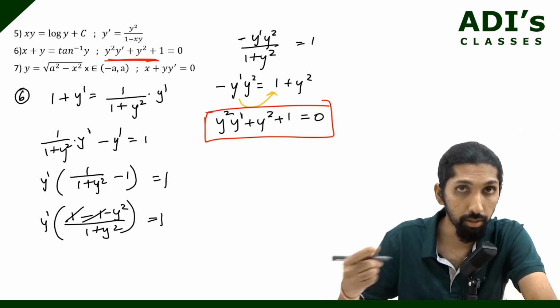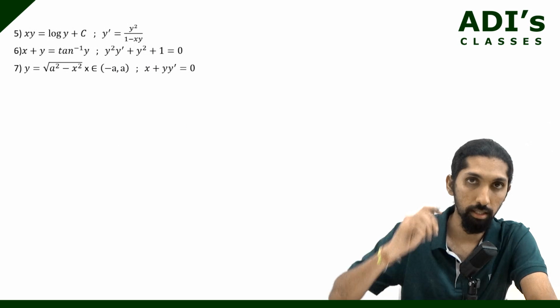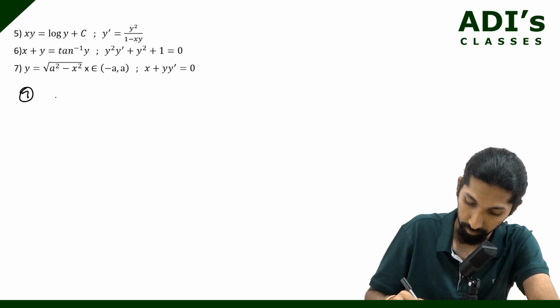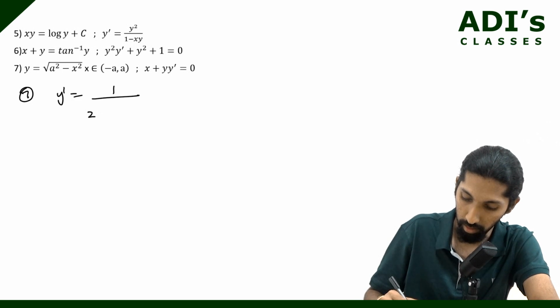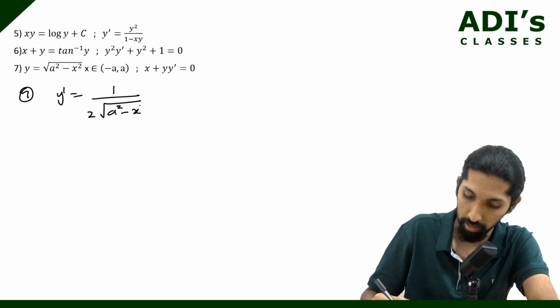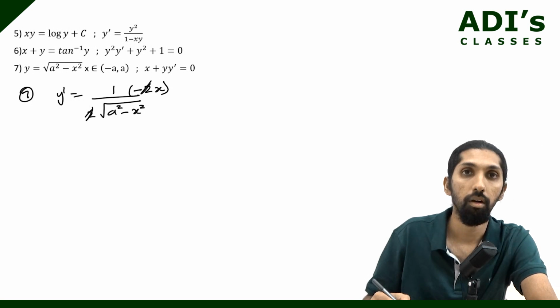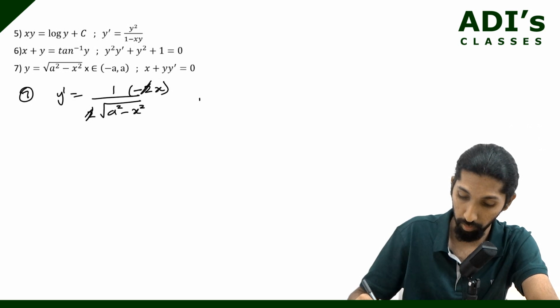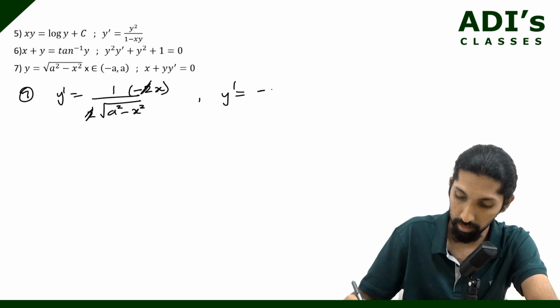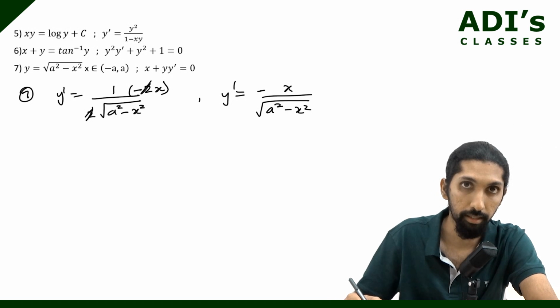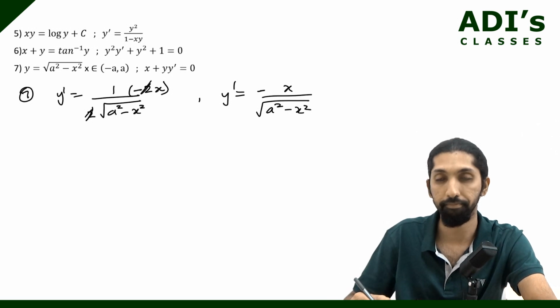The next one, we are going to solve the 7th one. Alright? Look at the 7th question. y dash is equal to 1 by 2 into root of a square minus x square into minus 2x. Correct? 2 and 2 cancels out. So what do we have? y dash is equal to minus x by root of a square minus x square. Isn't it? See, we got the y dash one.